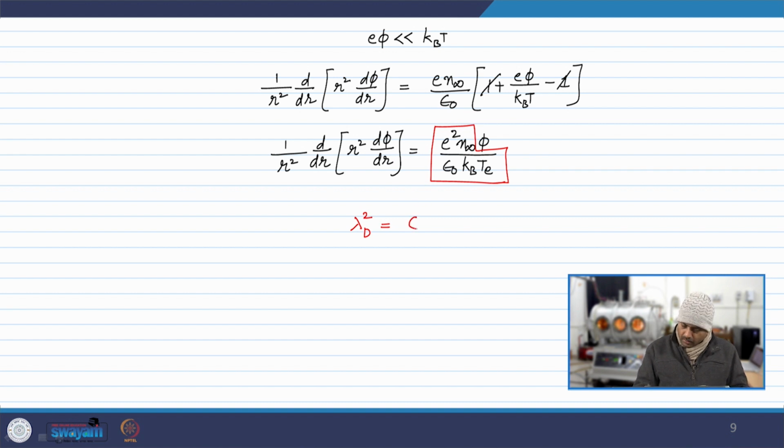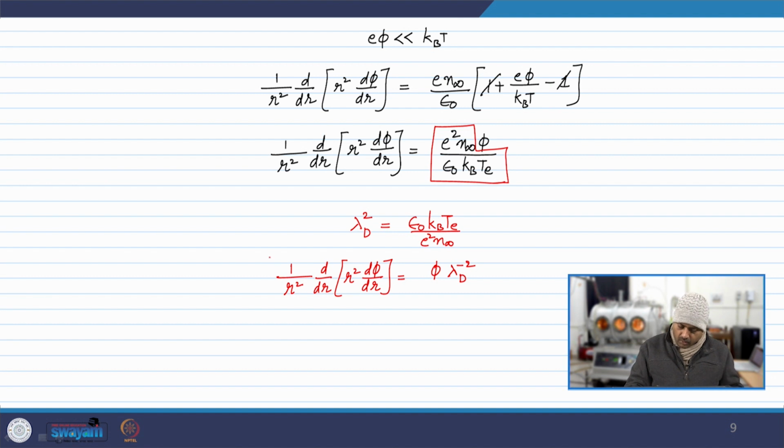Lambda d square is epsilon naught kB T e divided by e square n infinity. So, what is lambda d? Lambda d is in the units of length. So, epsilon naught kB T e by e square n infinity is in the units of square of length. So, using this, I am just substituting this. Using this, we can write the equation as 1 by r square d by dr of r square d phi by dr is equal to phi lambda d raised to the power of minus 2.